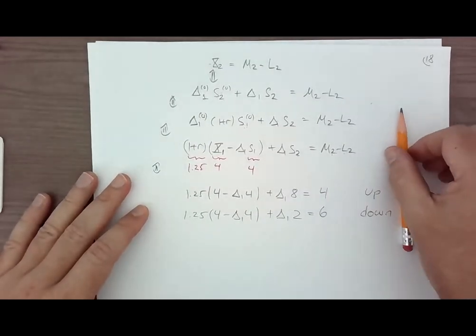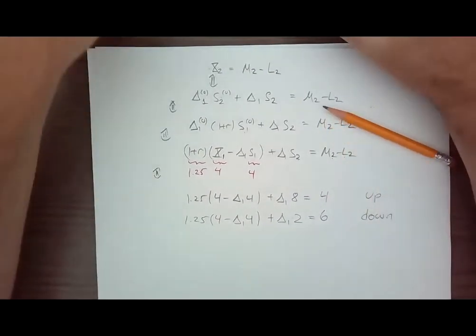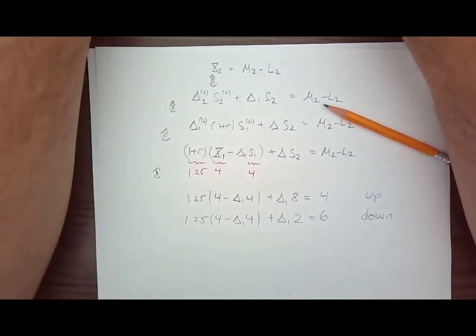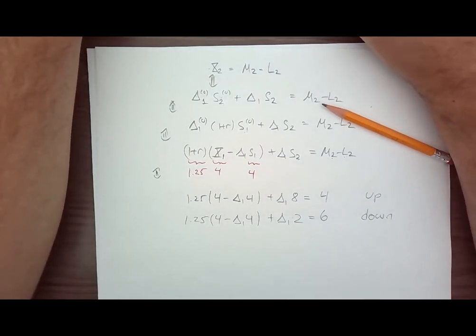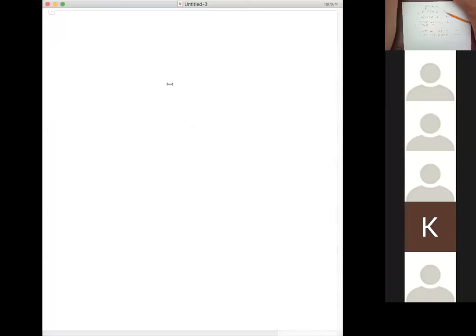Let me try to write it out. Maybe in the interest of time, let me write it out in Mathematica. Let's see if we can get it to work. If you don't get it to work, there's a mistake somewhere. So can you guys see my Mathematica code here? Yes. Yes, let's try to write it out. So 1.25 times 4 minus delta 1 times 4 plus delta 1 times 8. I want this to be 4, and I want to solve for delta 1.